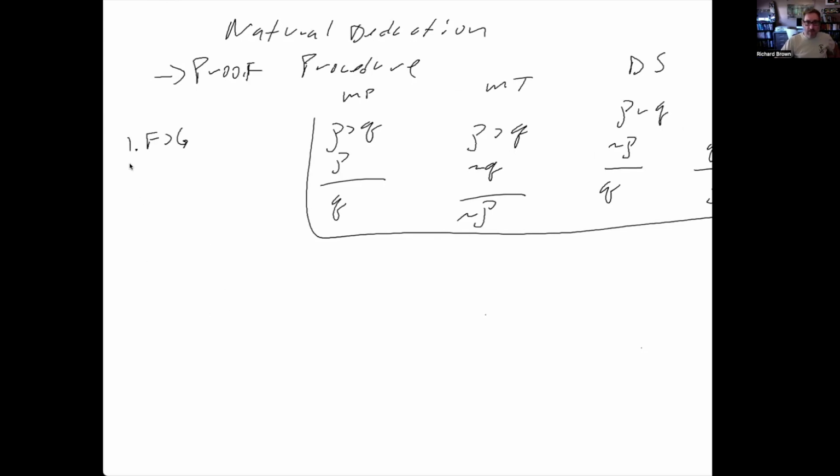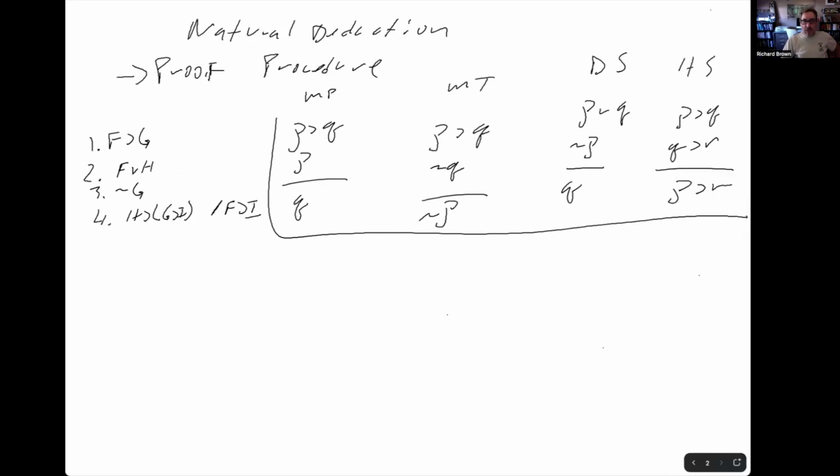So we have as one premise F horseshoe G, and then we have F wedge H, and then we have tilde G, and then I think we have H horseshoe parentheses G horseshoe I, and then the conclusion we're told that we want is F horseshoe I. Okay, very good.